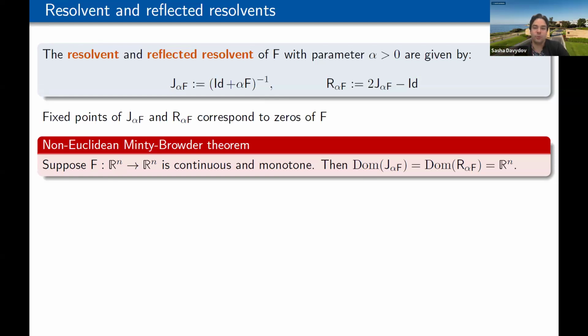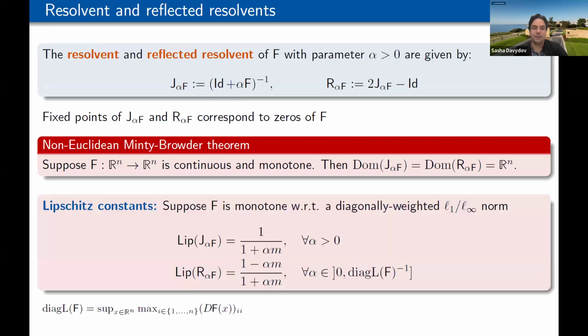So you don't have to worry about iterating these maps, or about them leaving their domain. So really, you can then go ahead and iterate the resolvent or reflected resolvent to try to find zeros of the original monotone operator. We want to iterate these maps, but it's only useful to iterate them if they're non-expansive or contractive. And one of the key results really is that we can fully characterize the Lipschitz constants of these objects.